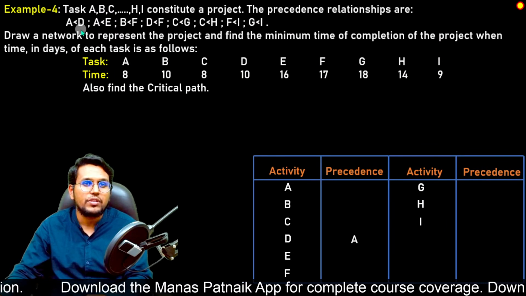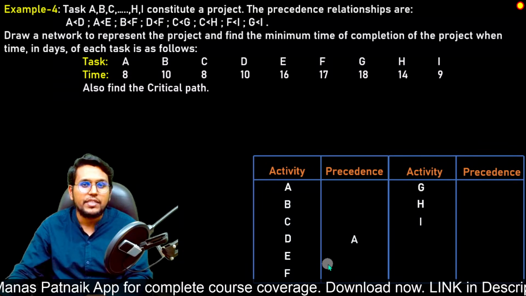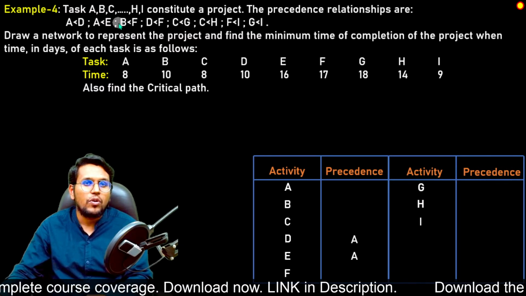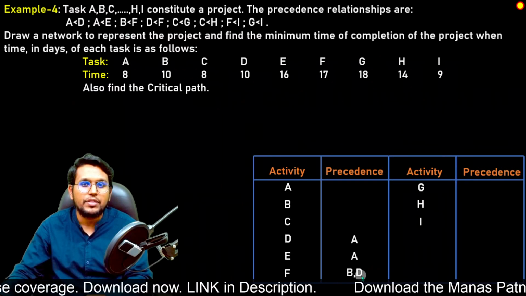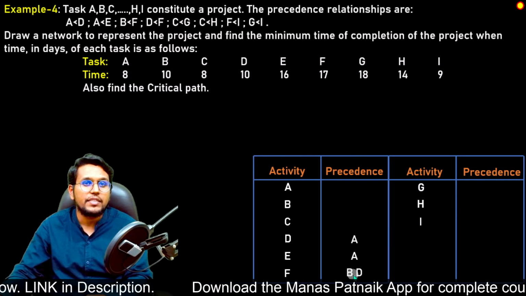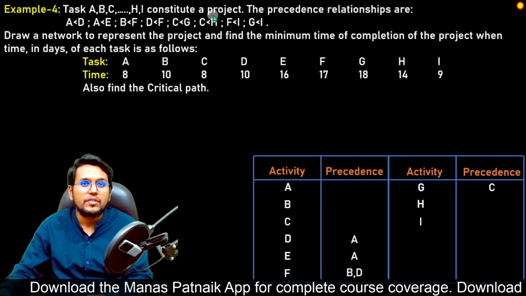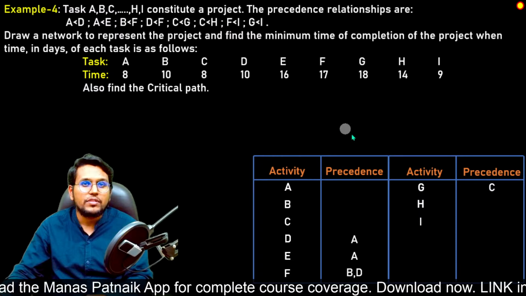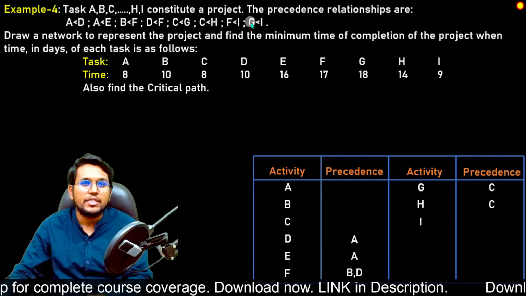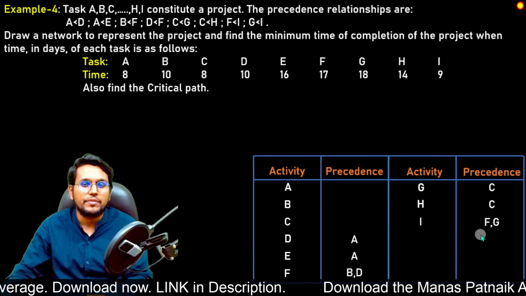So D depends on A. Similarly, activity E also depends on A. F depends on B, and F depends on D also, so here it is B and D. Then G depends on C. H depends on C. And then I depends on F and I depends on G. So I depends on F and G.